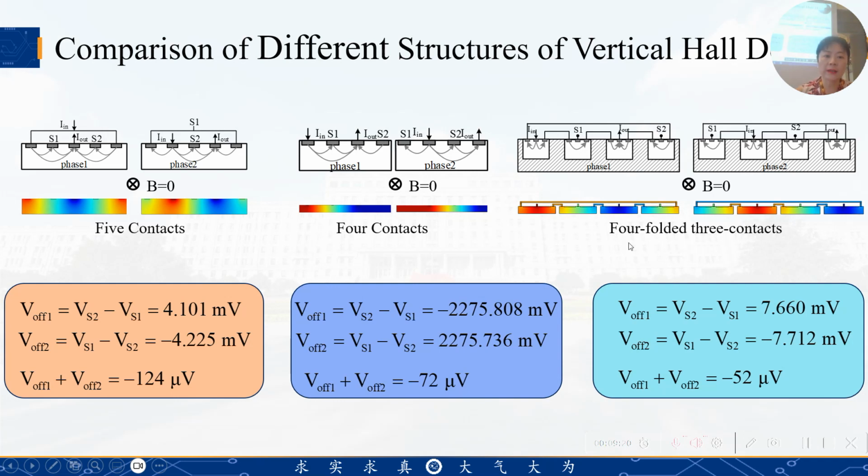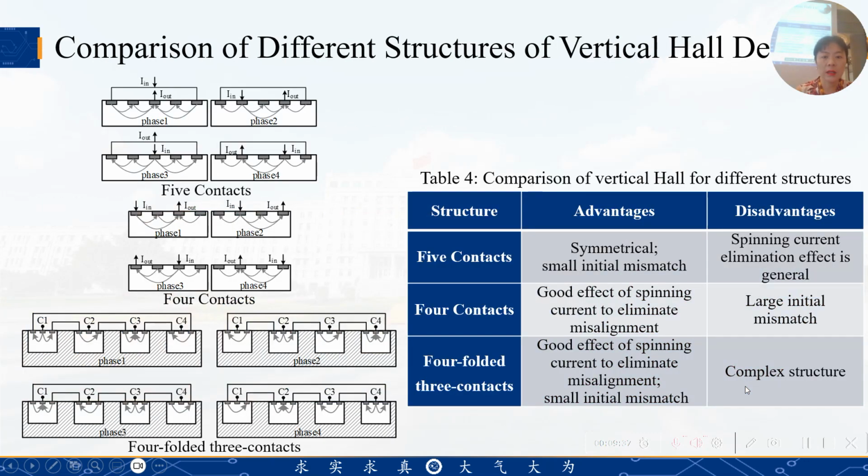We can see that without the magnetic field, the offset of the 5 contacts is almost the highest, at 124, and after that, the 4-folded 3 contacts have the smallest offset. So from the comparison of the vertical Hall for different structures, we can get a conclusion. The advantage of four-folded three contacts is that it has a good effect of spinning current to eliminate misalignment and small initial mismatch, and we find that it has the smallest offset. But its disadvantage is that it has a complex structure.